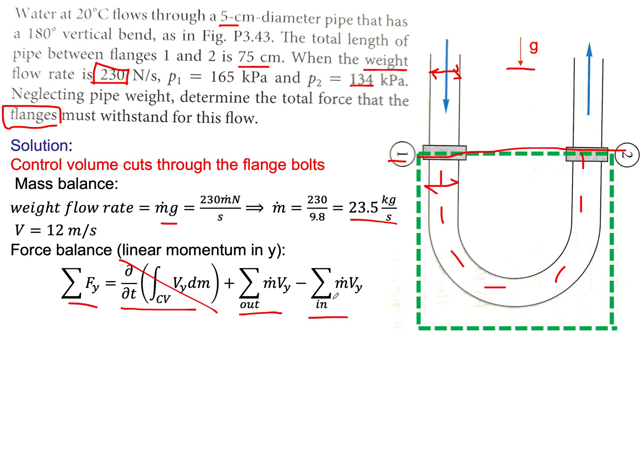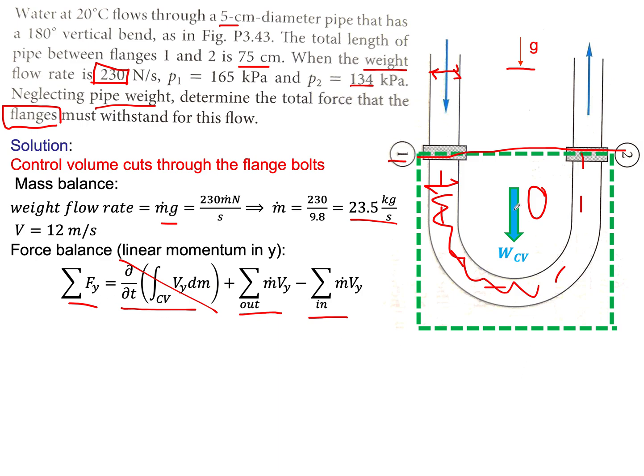What external forces do we have? We have the weight of the control volume. So the control volume has everything inside it. It has air, it has water, and it has the pipe itself. But they tell you to neglect the weight of the pipe. So we're going to neglect it, and we're only going to consider the weight of the liquid inside the pipe. And we can also safely neglect the weight of the air. It's just going to be negligible in comparison to the weight of the water. So that's what we mean by the weight of the control volume.